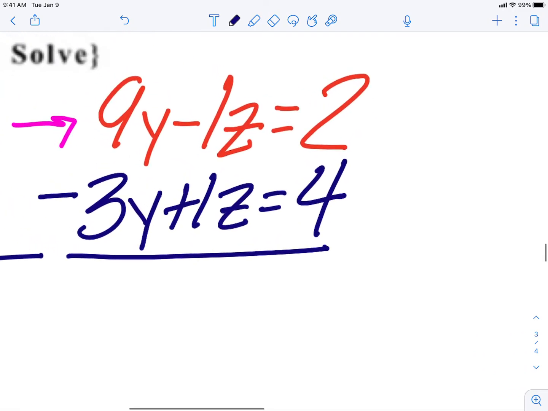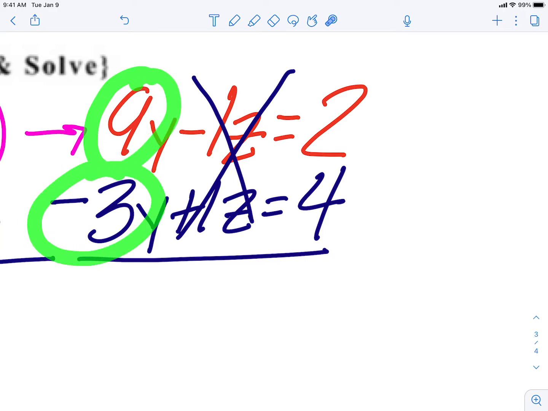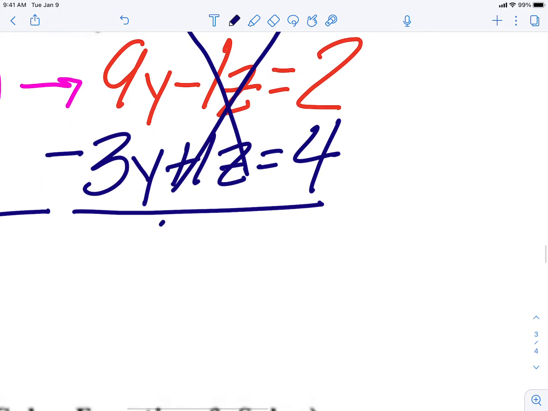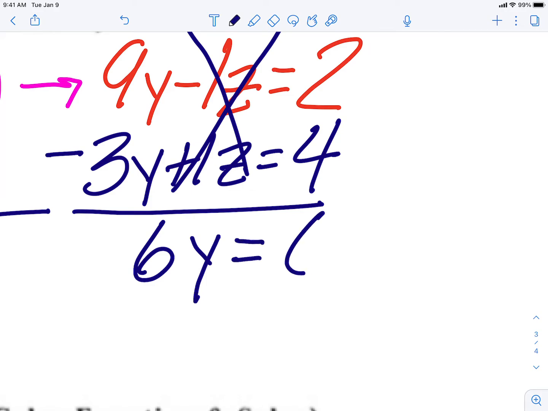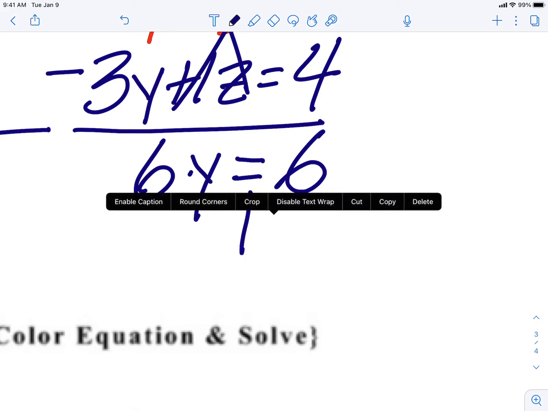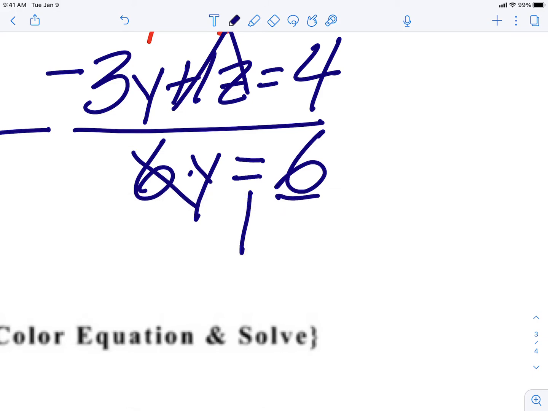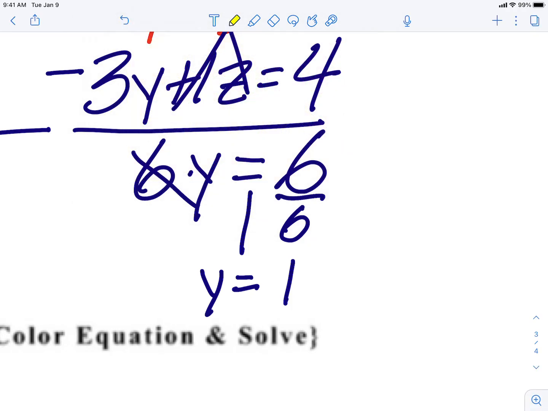And now, take a look at this. Boom. Exactly what I wanted, right? And now I can do 9y minus 3y. 9 minus 3 is 6y. Okay. 2 and 4 are both the same sign, so I'm going to add them. 2 and 4 is 6. The opposite of multiplying by 6 is dividing by 6. So I get y is equal to 1. Y is equal to 1, right?